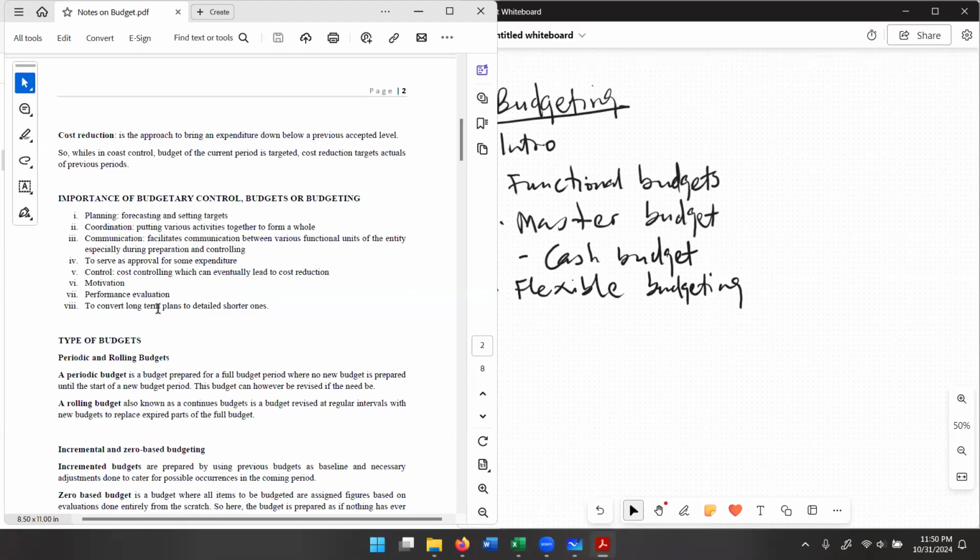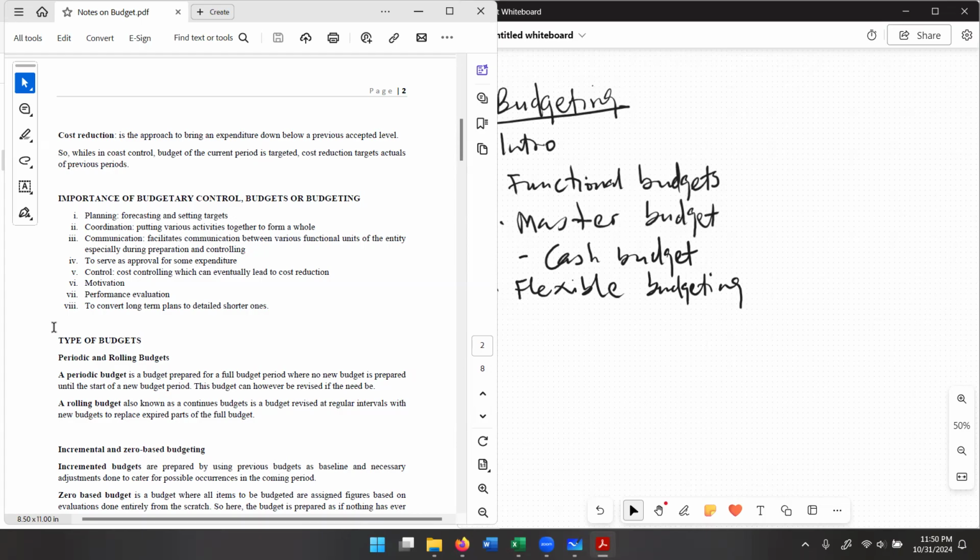We have enormous advantages in budgeting: planning, forecasting, and setting targets. Budgeting helps in coordination within an organization. It brings about communication within the organization. It serves as an approval for some expenditures. In some organizations, if a budget is not approved, you can't spend. So one advantage of the budget for such organizations is that it actually approves certain expenditures.